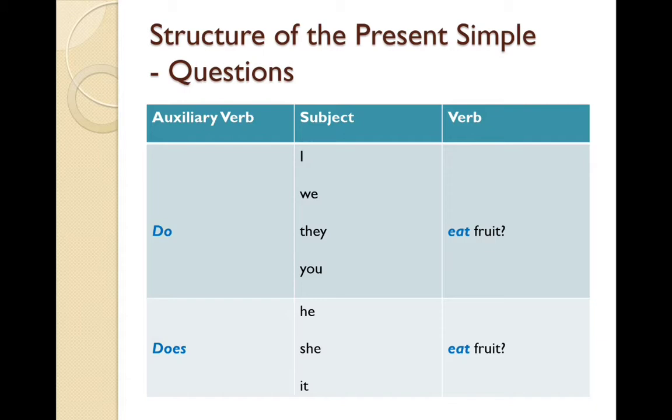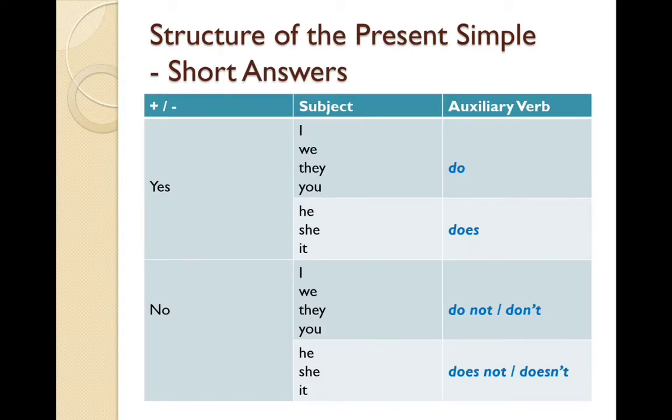And we also use the auxiliary verb do to give short answers to questions. So, do you eat fruit? Yes, I do. Yes, we do. Yes, they do. Yes, you do. Yes, he does. Yes, she does. Yes, it does.